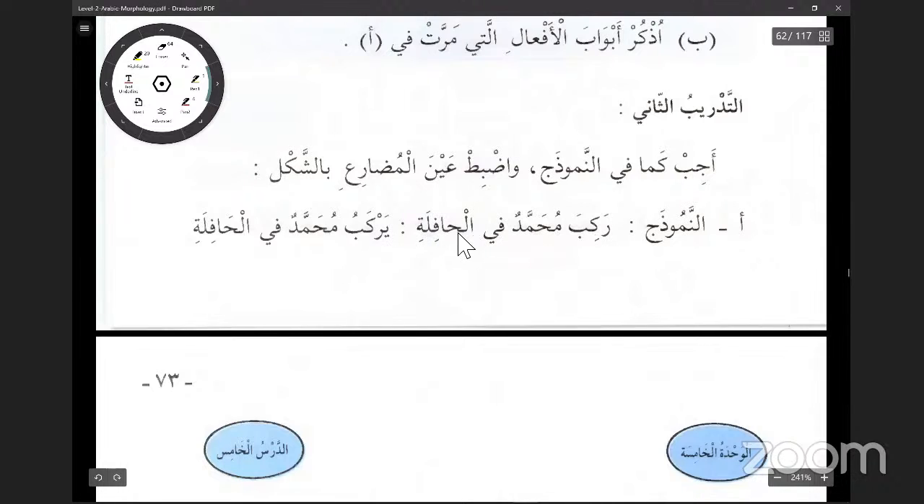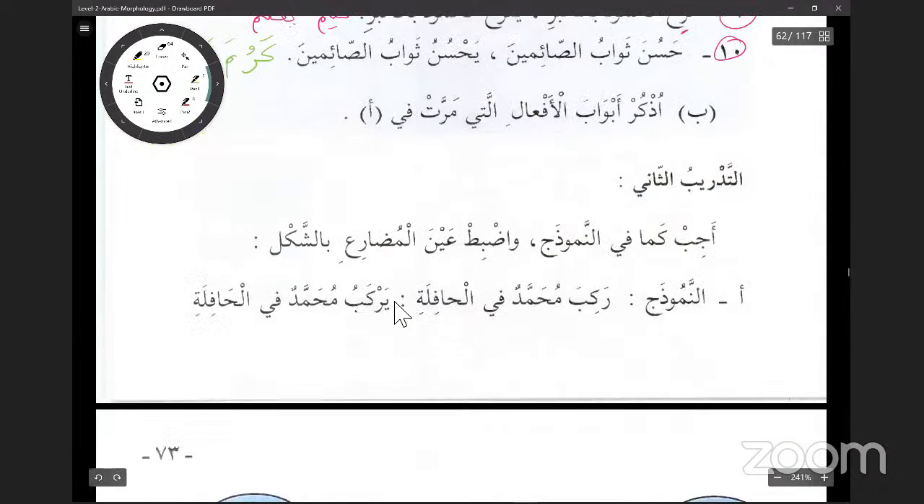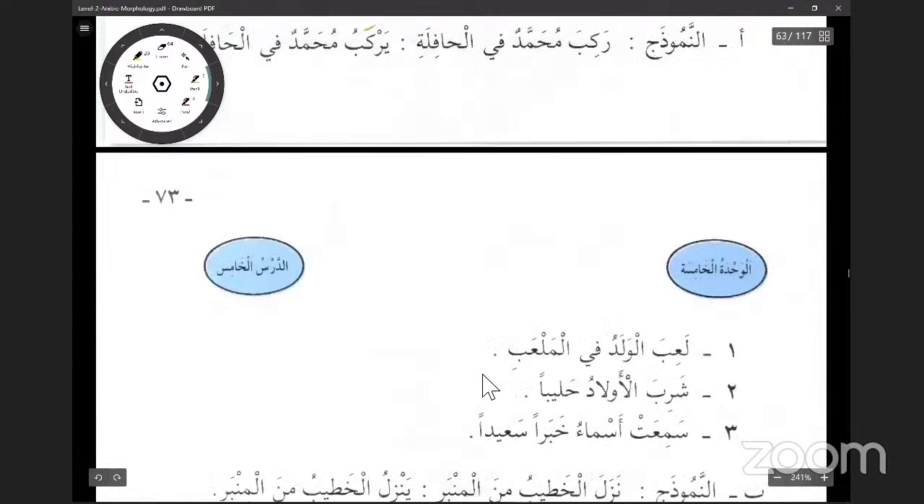So here in النموذج it says ركب محمد في الحافلة. Muhammad rode or got on board the bus. ركب محمد في الحافلة. He rode on the bus. The mudari of rakiba in the exercises, as you will see, it's not going to give us the mudari, so we have to bring it out. But here it gave it to us. It said yarkabu Muhammadun fil hafila. So we know that it is yarkabu and not yarkibu or yarkubu.